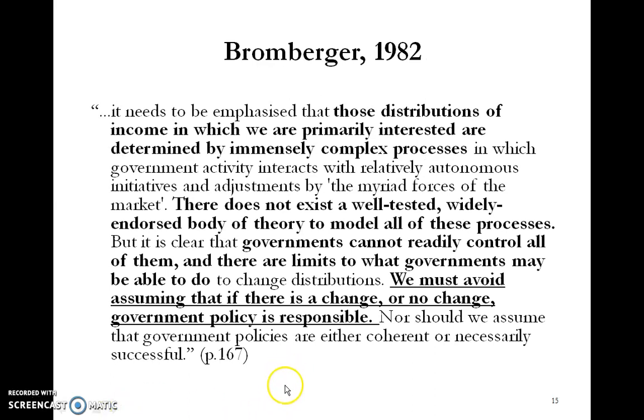Finally, Bromberger clearly states that the change or the determination of these distributions of income is extremely complex. So we've mentioned this before already. There does not exist a well-tested or widely endorsed body of theory to model all of these processes. So some of them may be overlapping, and you might question this as you are reading the framework and as you link it to the South African context as well. But what is clear is that government cannot readily control all of these processes, no matter how hard they try.